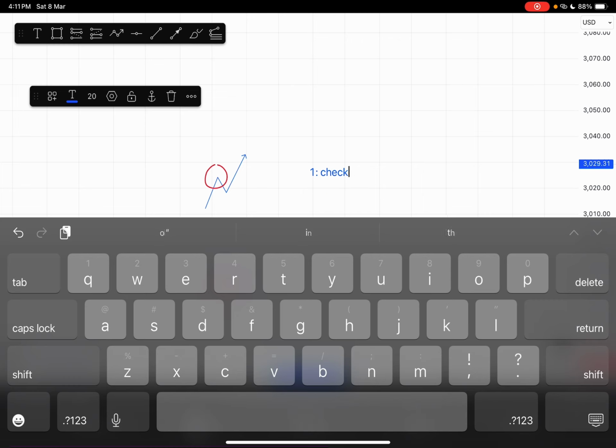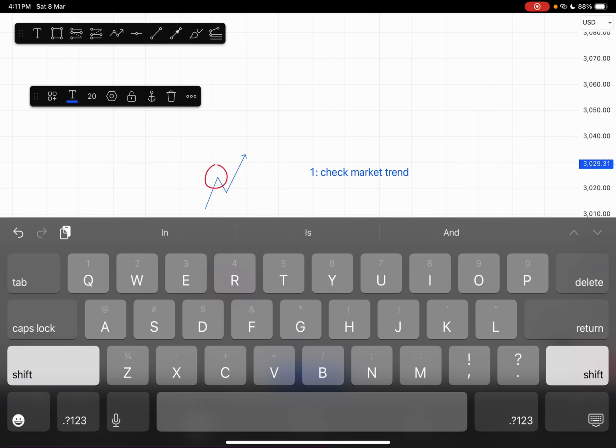First thing, you check the market trend. Check if price is moving in an uptrend or a downtrend.